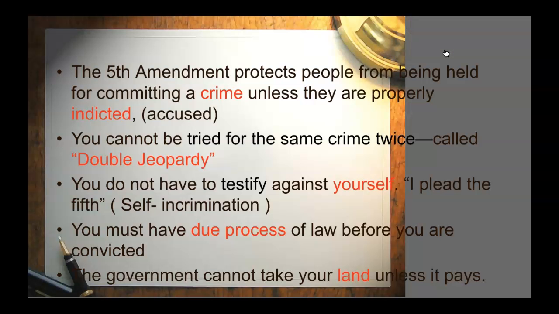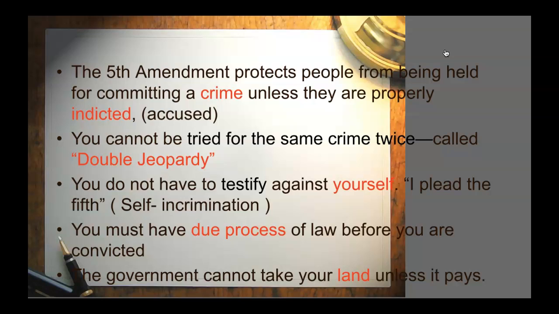Let's talk about the Fifth Amendment. The Fifth Amendment protects people from being held for committing a crime unless they are properly indicted or accused. You cannot be tried for the same crime twice. We call this double jeopardy. And you do not have to testify against yourself.